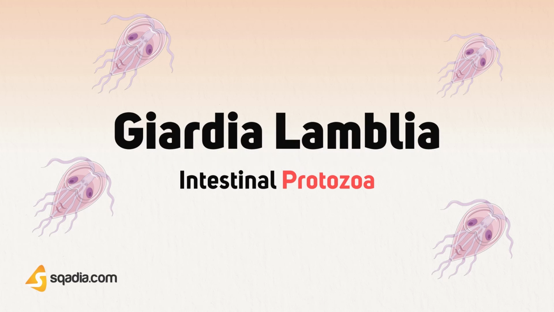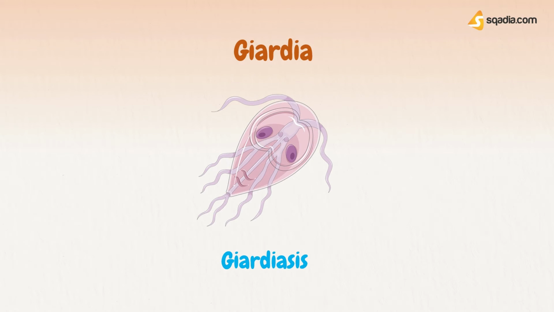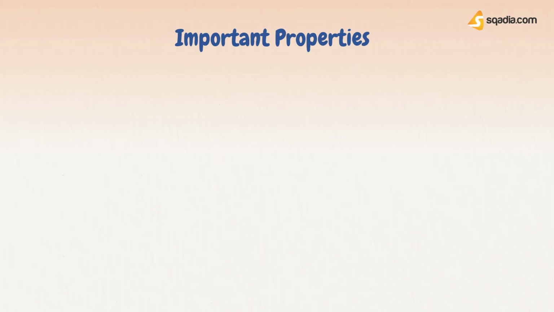Now the species of intestinal protozoa which we are going to discuss is Giardia lamblia, which causes a disease called Giardiasis. The important properties of Giardia lamblia are as follows. The life cycle consists of two stages, the trophozoite and the cyst.